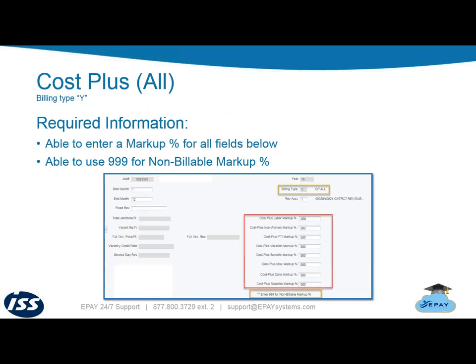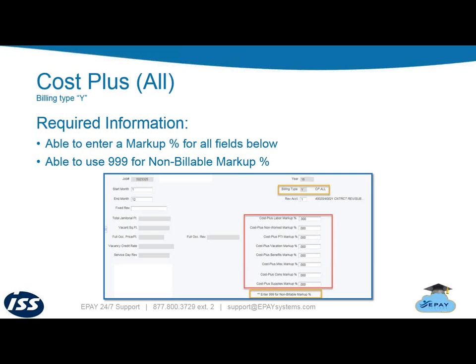Switching to a cost plus all billing type, known as Y. The required information or fields are here on this screen, boxed in red. There are 8 different fields in which we can enter the markup percentage. They can all be the same amount or the same markup percentage, or they can vary and be different, depending on the details of the contract.